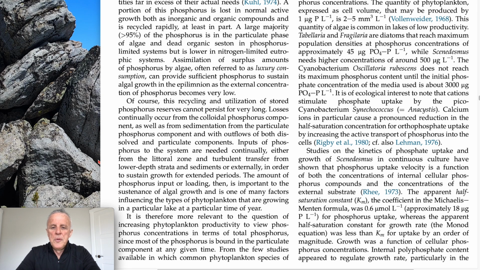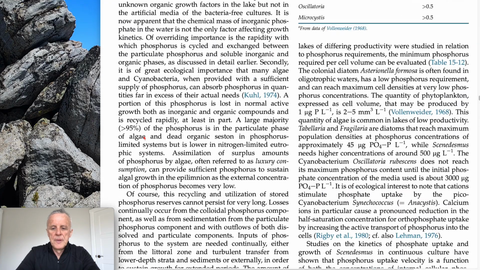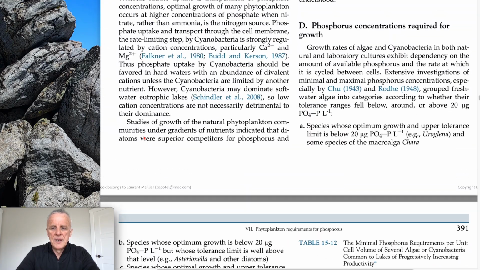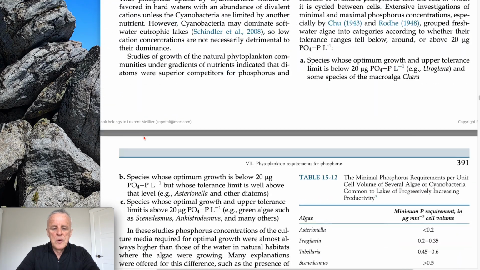Good day, everyone. So we're reviewing Wetzel's Limnology textbook. This is edition number 4. We're on chapter 15, the phosphorus cycle, and more importantly right now, we are looking at the amount of phosphorus needed for growth. And this was the chapter we left it at. Phosphorus concentration required for growth.